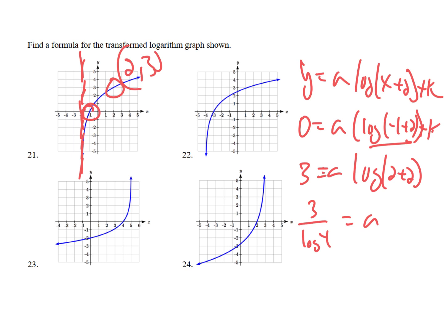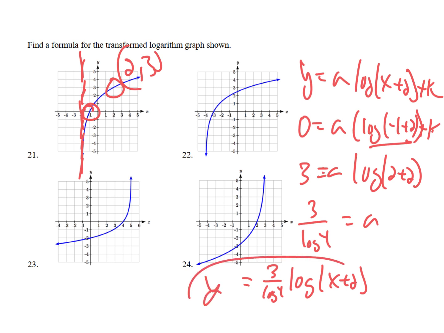I don't know that rewriting this as 2 log 2 gets us anywhere, so I'm not going to do that. So I would write 3 over the log of 4 times the log of x plus 2 equals y, or f of x. So that's that equation.